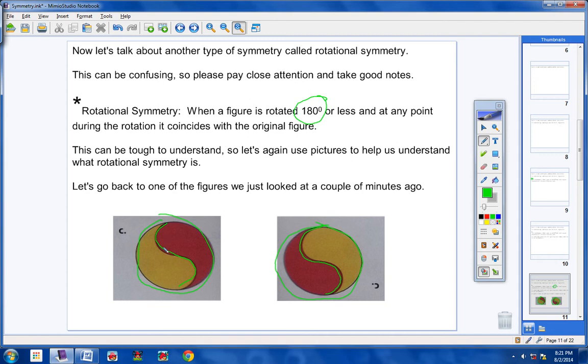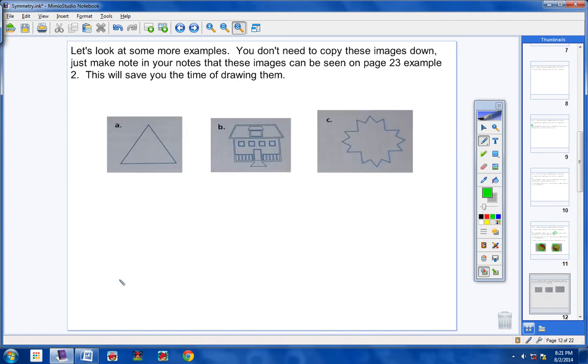Now I know one example is not enough, so let's try a couple more. Again, there's no need to copy these figures in your notes. It just takes time. What I'd like you to write in your notes is page 23, example number 2. That's what I want you to write in your notes. Write page 23, example 2. All right, then we're going to talk about A, B, and C.